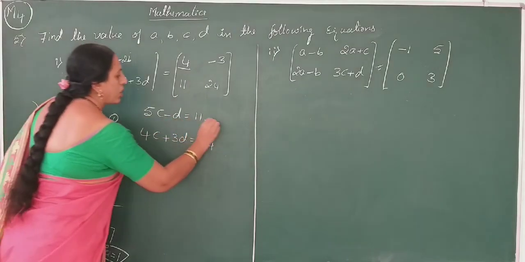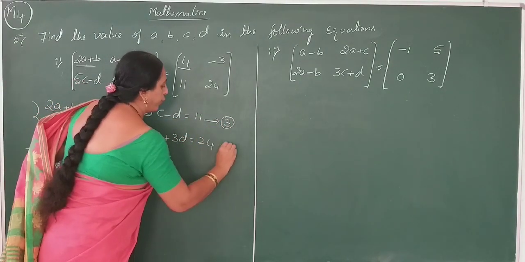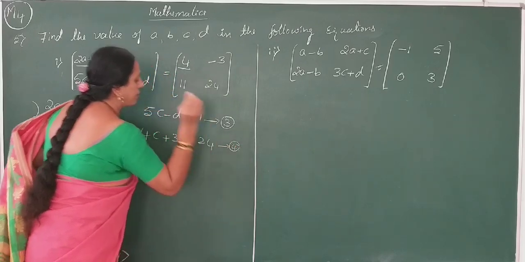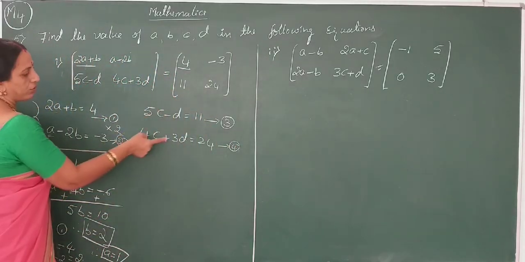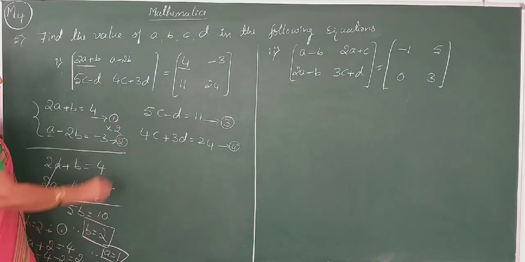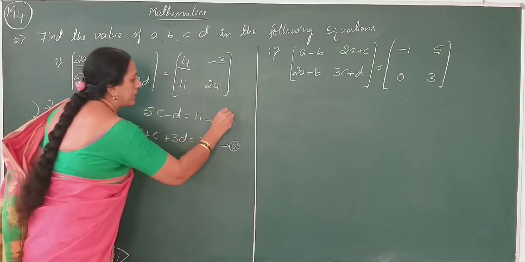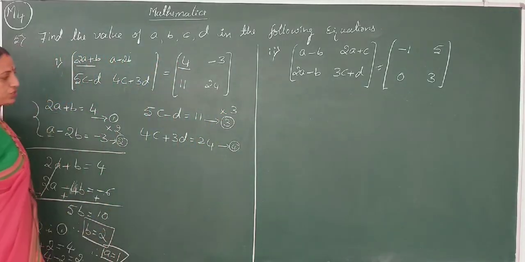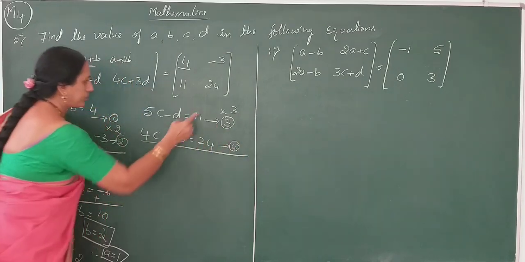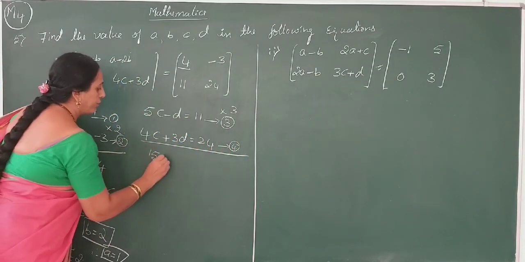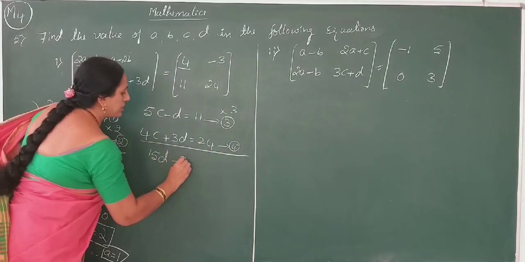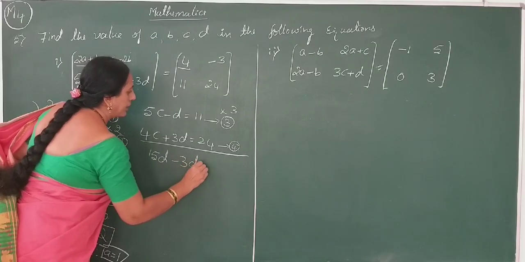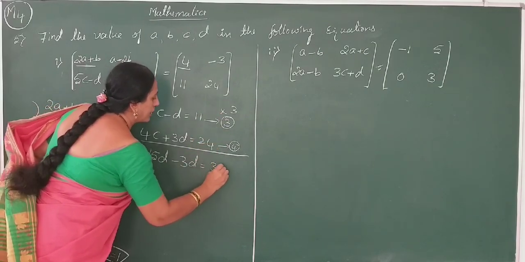Similarly, solving equations 3 and 4. These are also in simultaneous form. Comparing the coefficients of c and d in both equations, we multiply the third equation by 3. That is, 5 times 3 is 15c minus 3d is equal to 33.